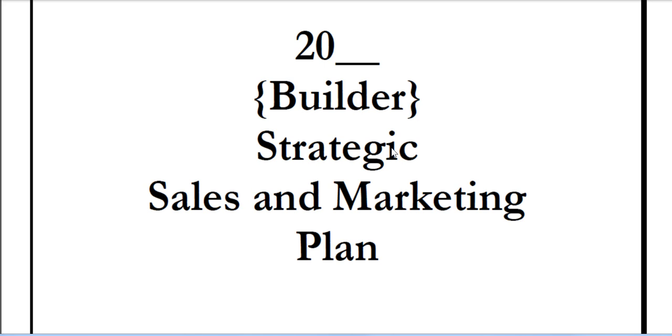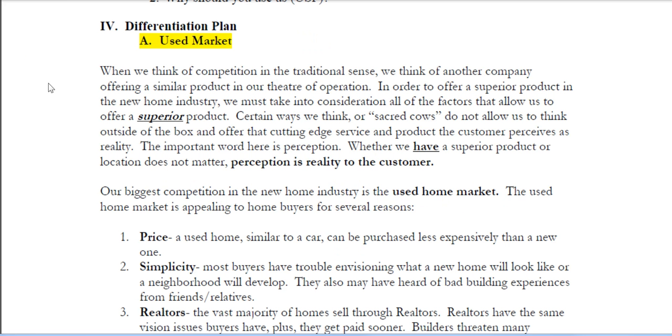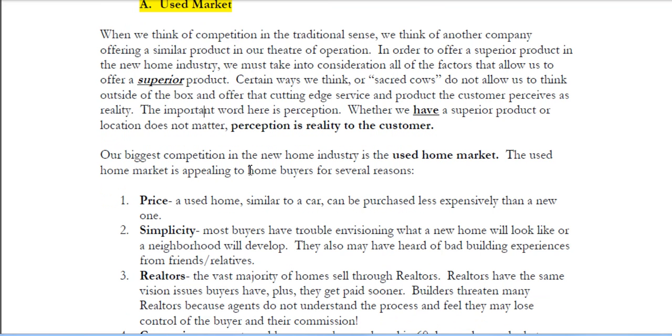This is part 4 where we're going to focus on our differentiation plan. So let's get started. A differentiation plan is incorporated into 3 parts. Number 1 is we want to look at the used market. And I put together some notes here to look at how your homes are going to compare to used homes.